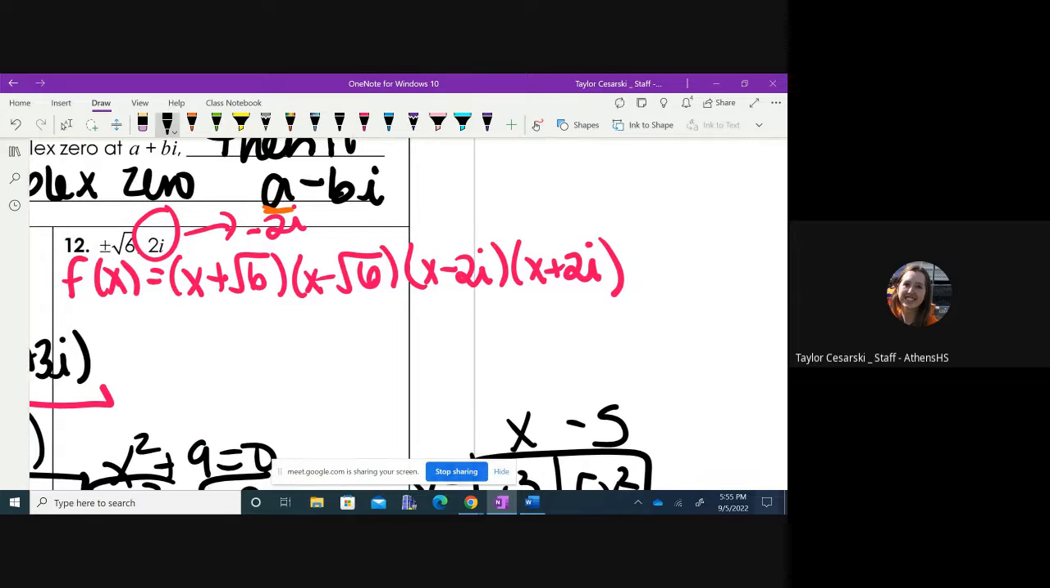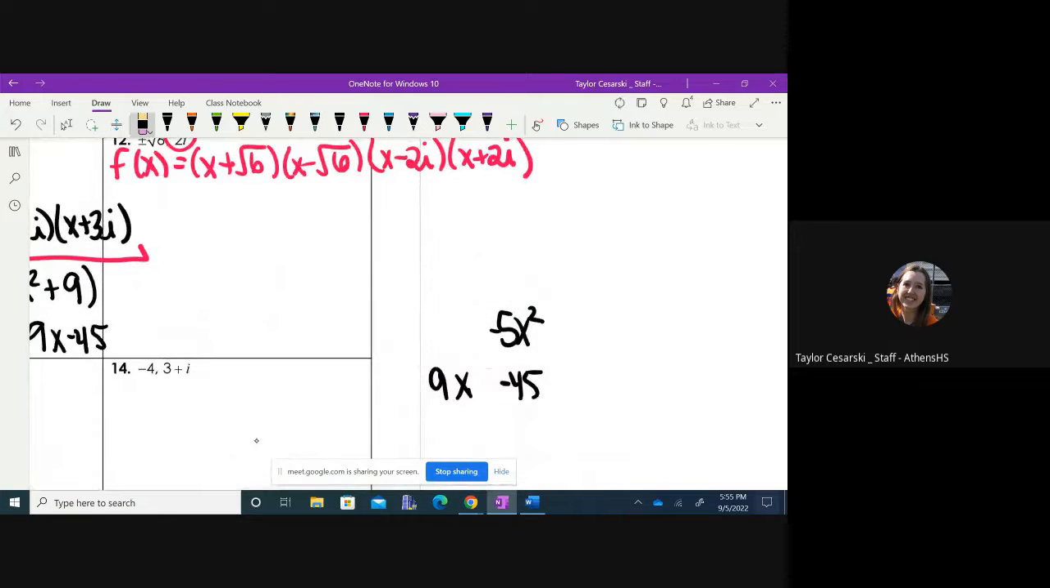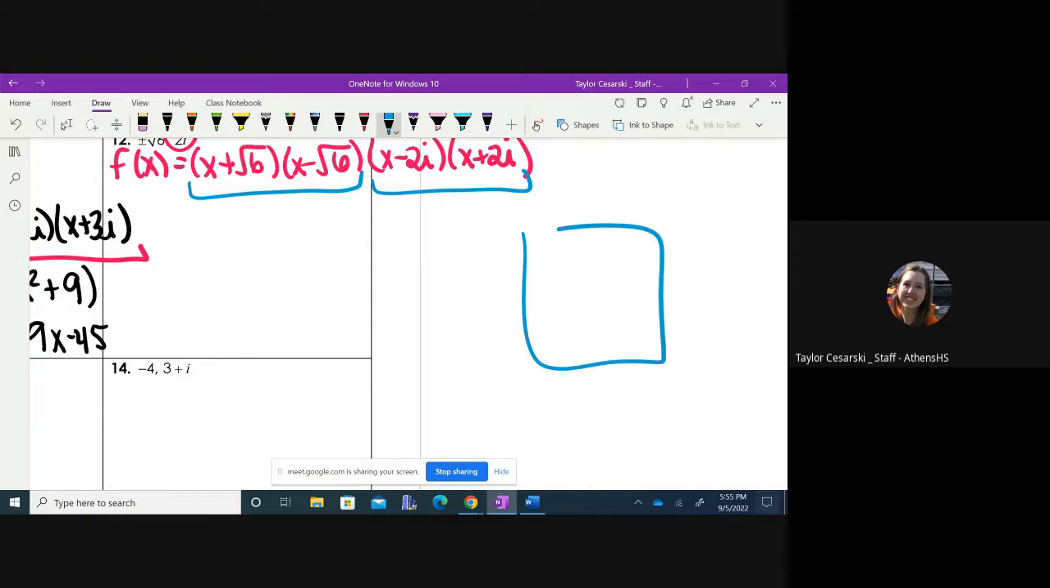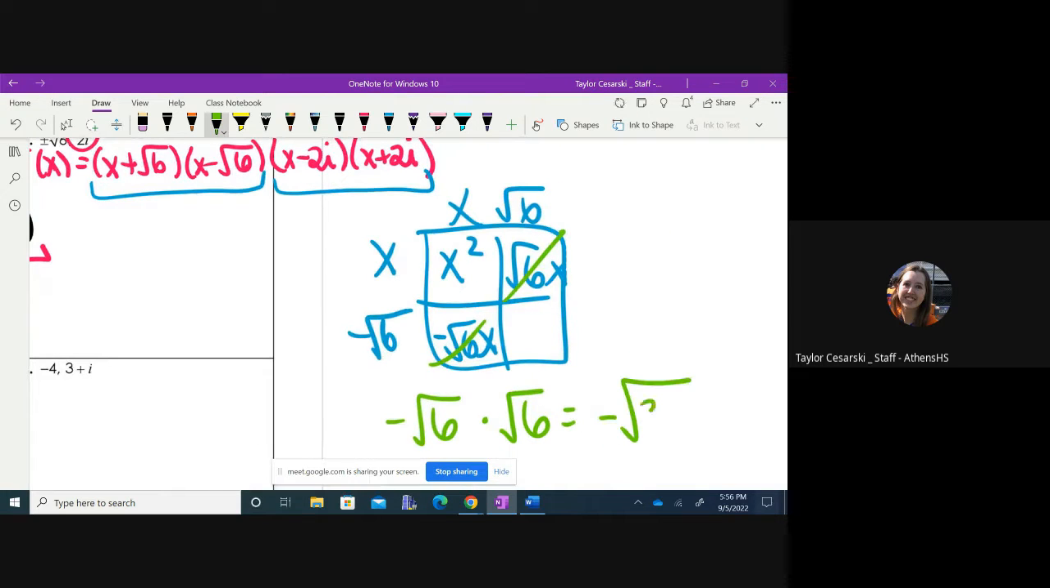All right, so first two terms, I'm going to go ahead and erase this stuff right here. Again, group them in what's similar but opposite of each other. So we have x plus square root 6 and x minus square root 6. So x squared, square root of 6x, negative square root 6x, so that will cancel. And then negative square root 6 times positive square root 6 is a negative square root of 36, or I can represent that as negative 6. All right, so my first one turns into x squared minus 6.